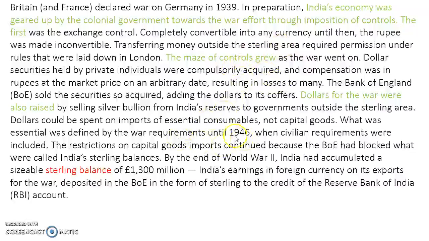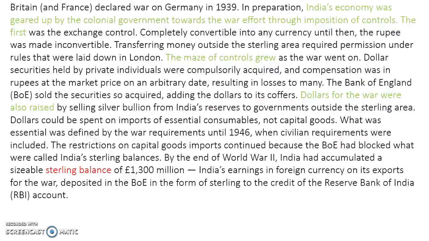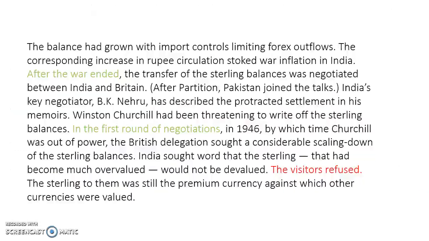And then from here, the writer tells you that the Bank of England had blocked what was called India's sterling balances. So India had a sterling balance of many billions of pounds, and then the balance had grown. The passage is divided into two parts: before the war and after the war. After the war ended, there were negotiations, and the first round of negotiation happened in 1946. Finally, the British refused to devalue the pound. All these are important points which I have marked, in terms of facts and inferences.